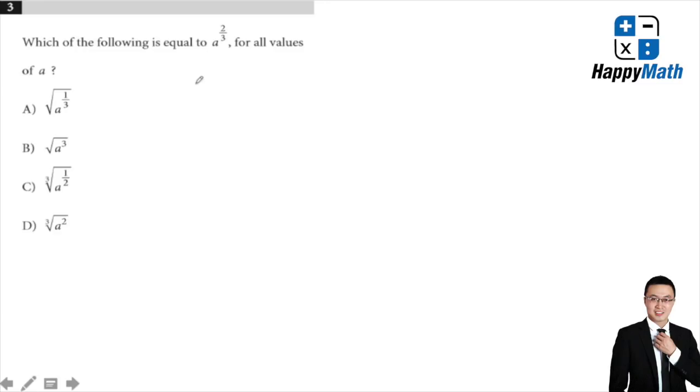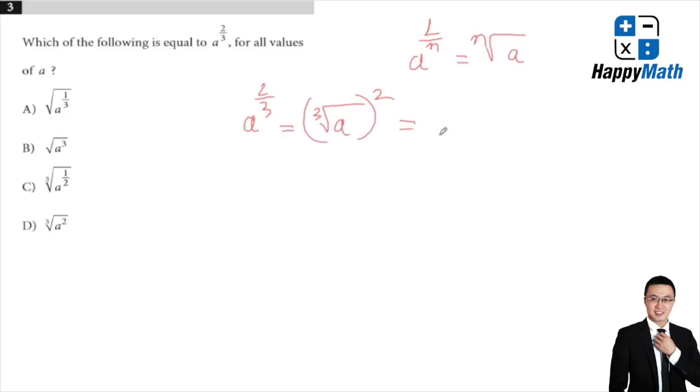What is the following equivalent to a to the power 2 over 3? Here are the power number rules. When you have a to the power 1 over n, it is the nth root of a. So that's why we have the cube root of a, and you have the square outside. The square outside can be put inside for a squared. We get this one, and D is the final answer.